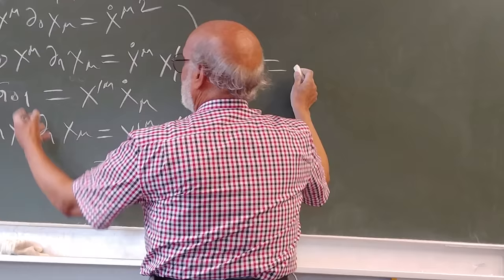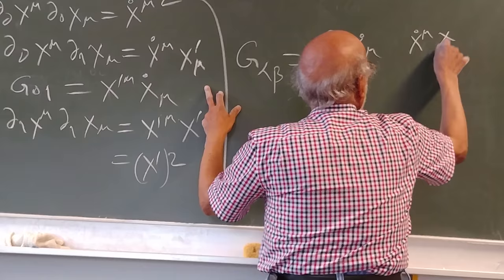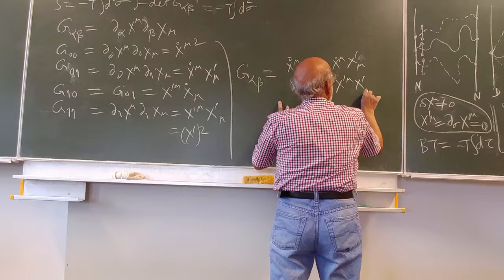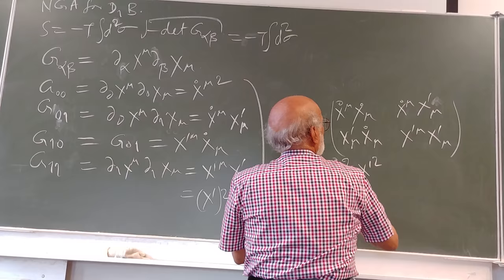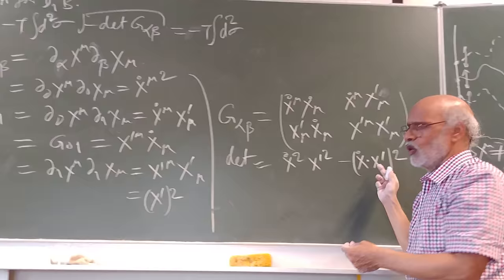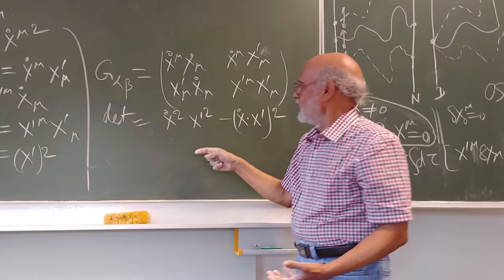So if I write it in the matrix form, then this is x mu dot, x dot x prime, x prime x dot, x prime x prime, and its determinant is x dot square, x prime square, this into this minus this into this, x dot dot x prime whole square. I hope you understand this. If you suppress these indices, you can write it in this form, and this thing goes back here.